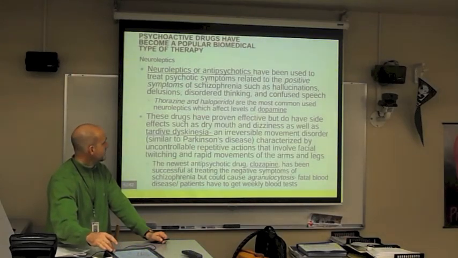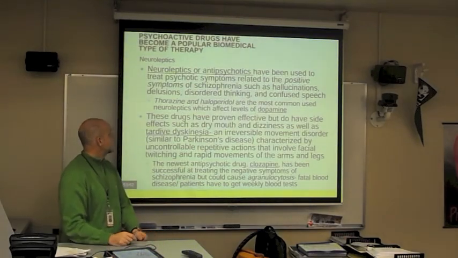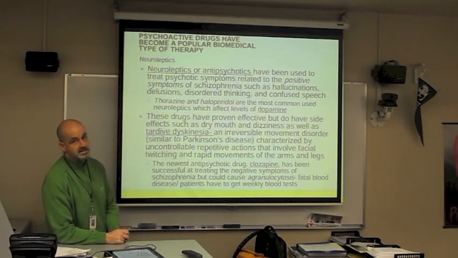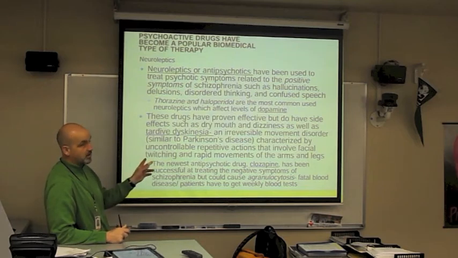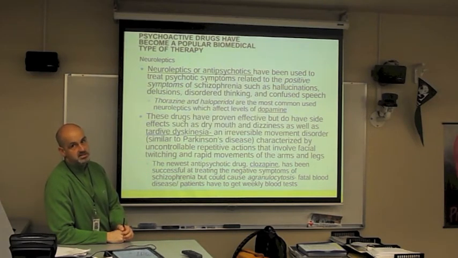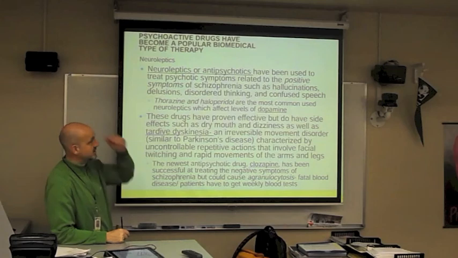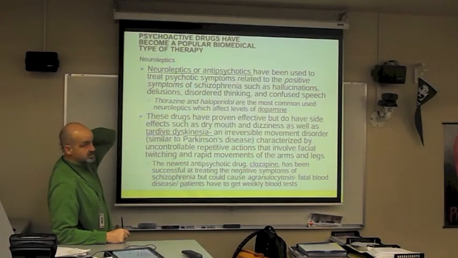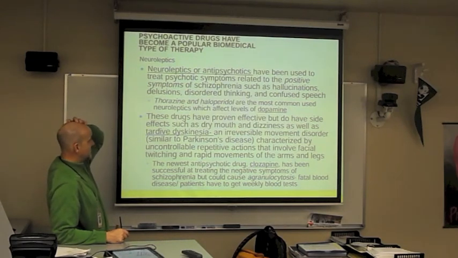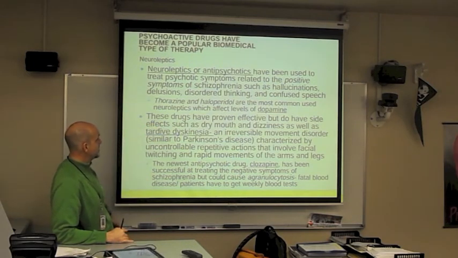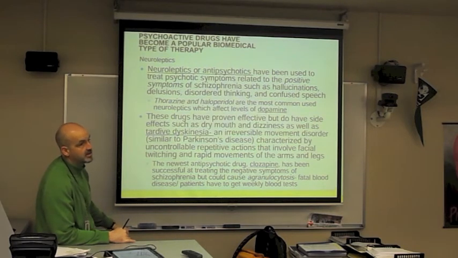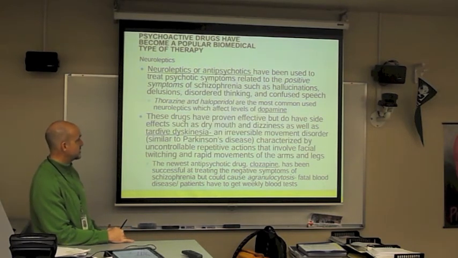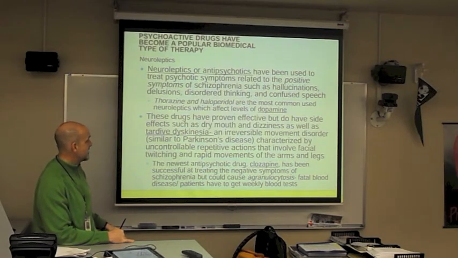Now, some of the drugs that are used, neuroleptics, or antipsychotics as they're better known, have been used to treat psychotic symptoms, primarily the positive symptoms of schizophrenia. So neuroleptics, or antipsychotics, are used to treat hallucinations, disordered thinking, confused speech. Thorazine and Haldol are the most commonly used neuroleptics, which often affect the levels of dopamine. Remember, from the previous chapter, excessive dopamine leads to hallucinations. The problem with these drugs is they have major side effects.